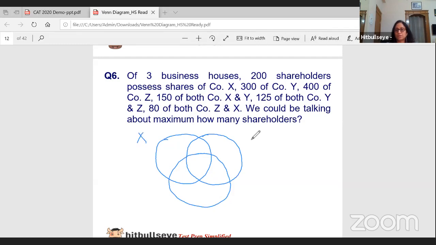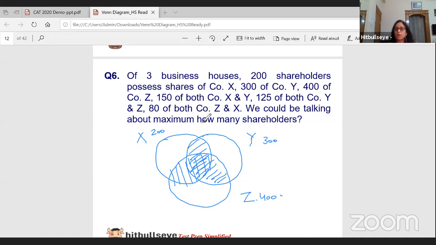So this is X, this is Y, this is Z, right? X is given to you as 200, Y is given to you as 300, and Z is given to you as 400. 150 is given for both X and Y. So remember, it's not only here. Don't do that mistake. 150 is this entire leaf. 125 is going to be for Y and Z. That is this entire leaf. And 80 is for Z and X. That is this entire leaf. All right. So these three entire leaves are given to you as 150, 125, and 80.